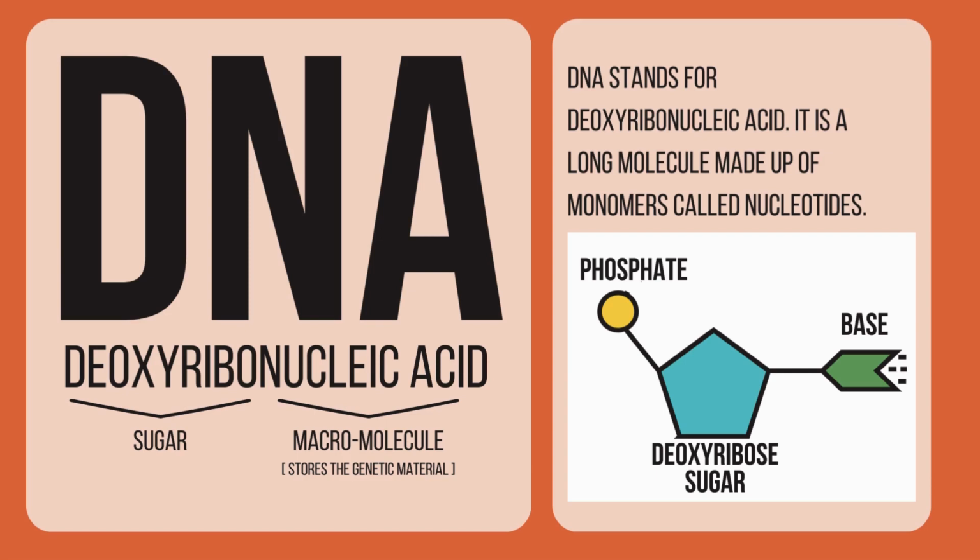Phosphate, when there is one phosphate molecule, it is known as AMP. When two molecules, it is ADP. When three molecules, it is known as ATP. Adenine triphosphate, adenine diphosphate, adenine monophosphate.